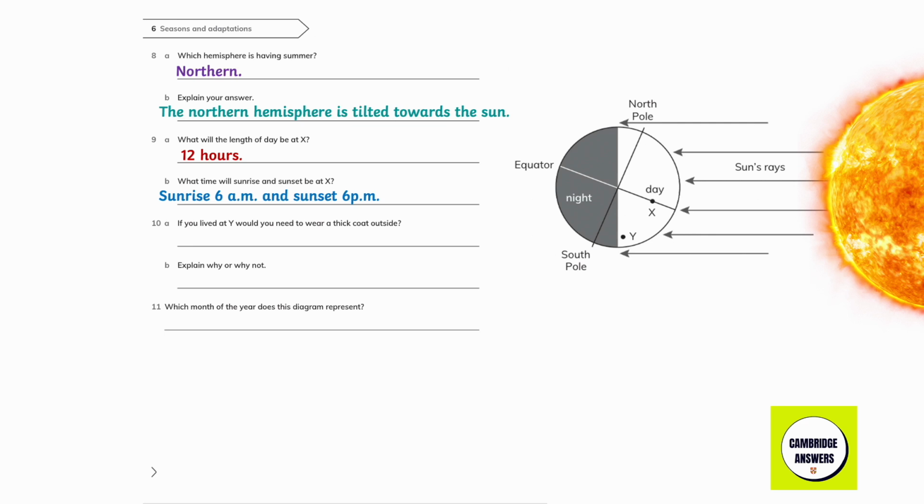If you lived at Y, would you need to wear a thick coat outside? Yes. Explain why or why not. It is winter near the South Pole with long hours of darkness. Which month of the year does the diagram represent? June.